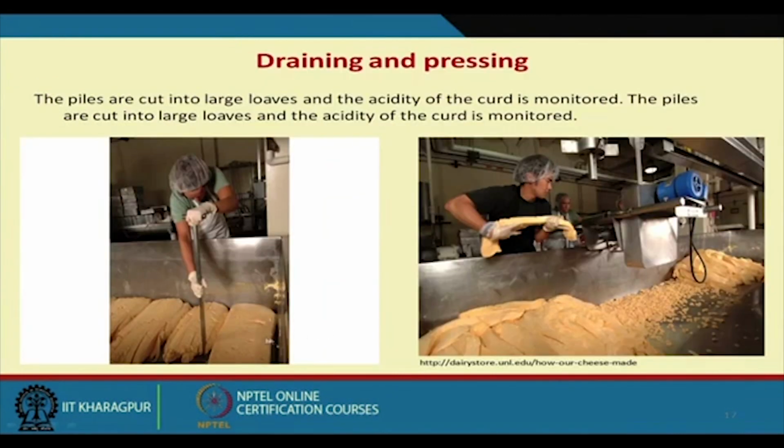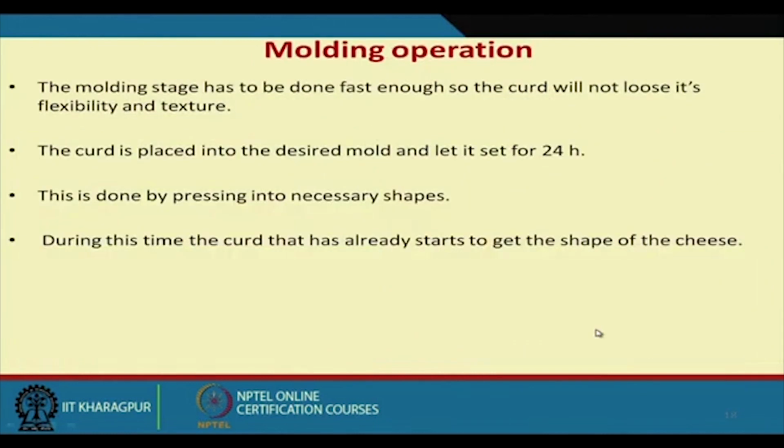And then we pile the curd in large lobes, and the acidity of the curd is monitored, because from time to time we measure the acid concentration. It is very vital for the preservation of the milk protein and fat. So this is very important. You can easily see how the cheese looks. We maintain different acidity and moisture as per our requirement.